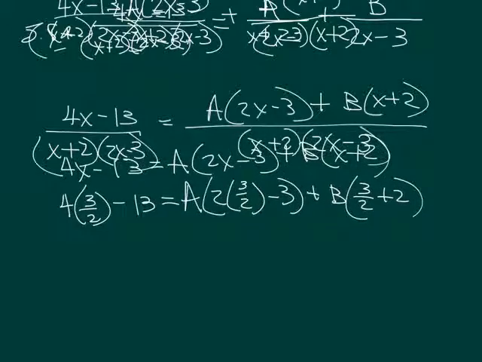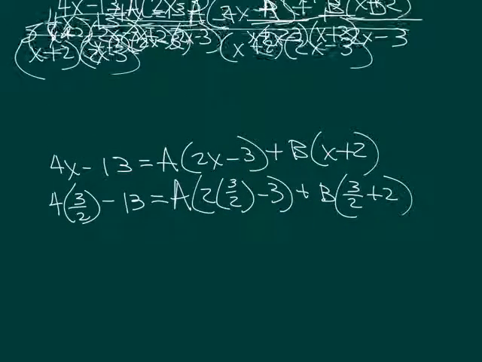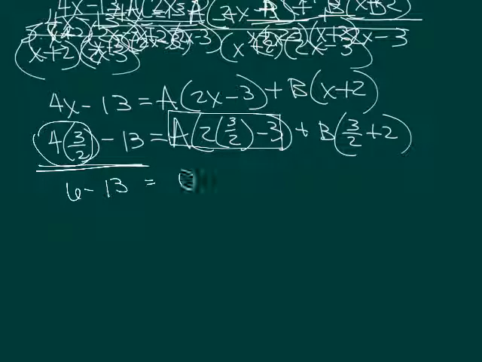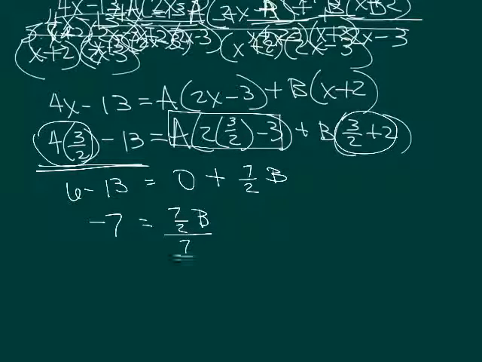Alright, so now let's look at what we've got left here and go ahead and solve it. This right here, multiply this, would be 12 over 2, which is 6. This here will all cancel and be a 0. And 3 halves plus 2 would be 7 halves, so that would be 7 halves B. So we have negative 7 equals 7 halves B. Divide both sides by 7 halves.